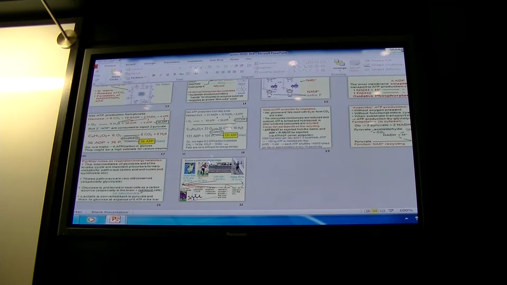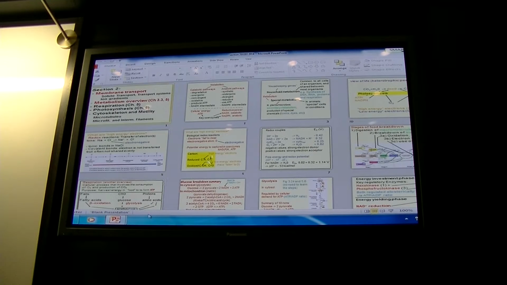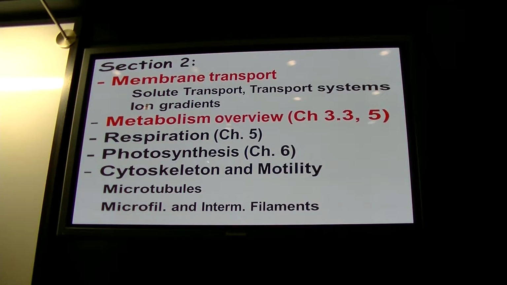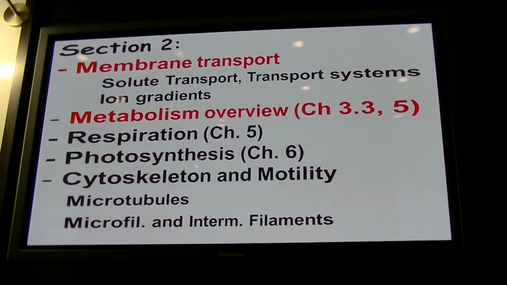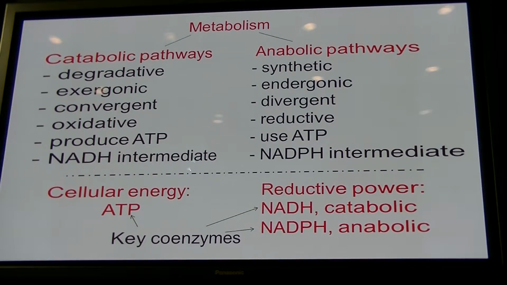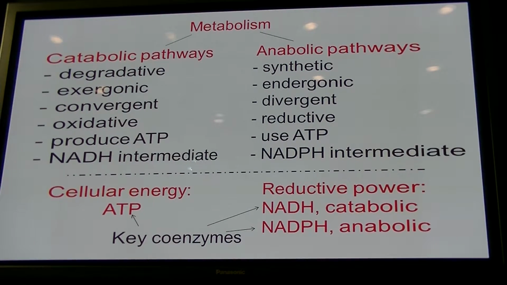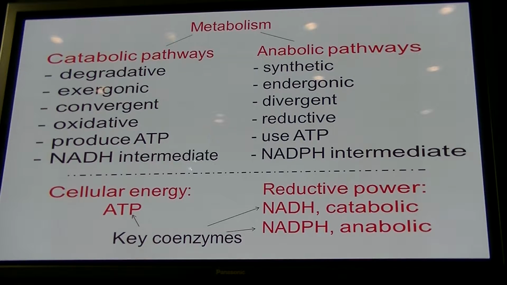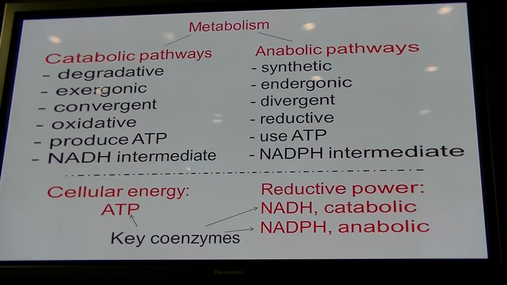Okie doke. So let's look at metabolism. Okay. Metabolism. There's a couple of things you need to know, and I will emphasize those. There are a couple of slides here that I'm not going to go over extensively because it's boring and you can read it. I know you can read it and you can do some things yourself. But here are a couple of things that we need to know.